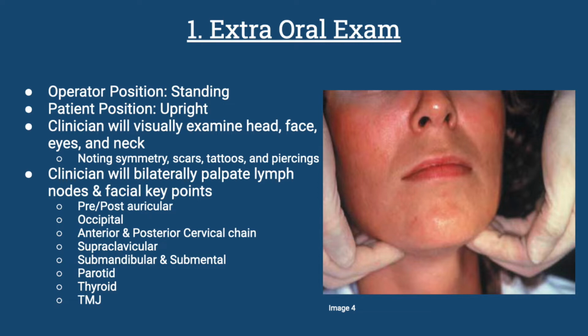The clinician will bilaterally palpate lymph nodes and facial key points, including the pre- and post-auricular nodes, occipital node, anterior and posterior cervical chain, the supraclavicular nodes, submandibular and submental nodes, the parotid gland, the thyroid, and the TMJ, all of which will be demonstrated in the following clip.